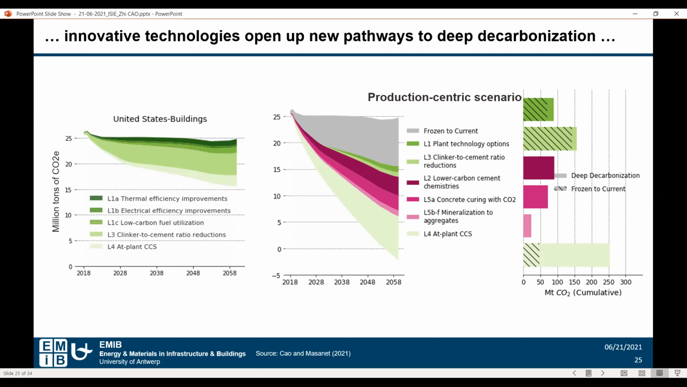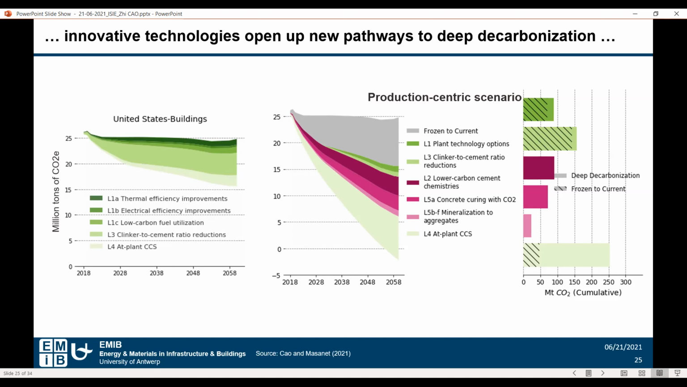As you can see in the production-centric scenario, those decarbonization levers which were utilized in the current ambitions scenario will be turned up to a more aggressive level, plus additional contribution from lower carbon cement chemistry and CO2 utilization. So lever 2 and lever 5. What we can read from the graph here is that we will be able to achieve net zero through a production-centric decarbonization pathway. And most likely the cement and concrete industry has to rely heavily on CCAs.